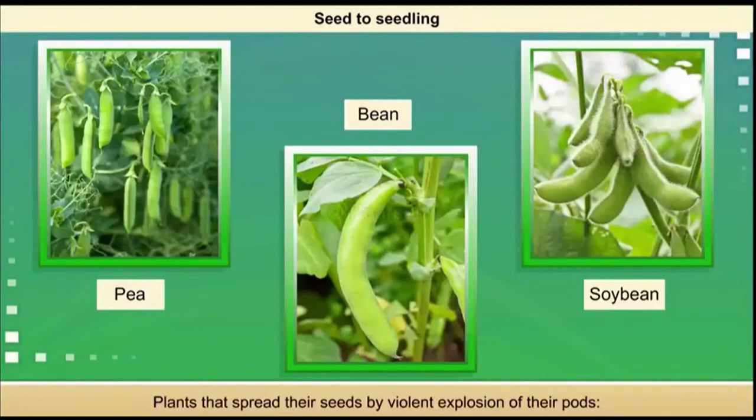Plants like the pea, bean, soybean, etc. spread their seeds effectively without any external help. They spread the seeds by violent explosion of their pods. All these plants depend on the sun for seed dispersal.